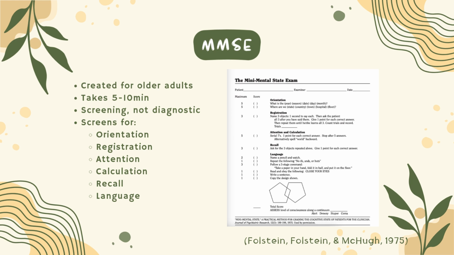So the Mini-Mental State Examination was created for older adults. It takes about 5 to 10 minutes, so it is more of a screening than a diagnostic, seeing very generally if they have any deficits, and it screens for orientation, registration, attention, calculation, and recall. I threw in a screenshot of this too, and we've looked at it in a couple of classes, but I feel like this is a good, very general one. And if they're scoring low on that, you can find a more specific, more in-depth assessment for that type of cognition.